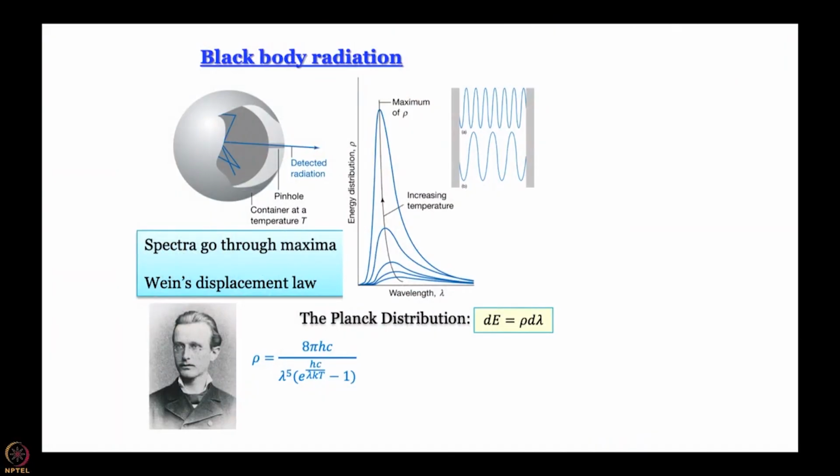So, Max Planck came up with this distribution where rho is equal to 8 pi hc divided by lambda to the power 5, multiplied by e to the power hc by lambda kT minus 1. To arrive at this distribution, he had to make an assumption. He showed that this is only going to happen when energy is quantized, E equal to n h nu, where nu is the frequency of light, h is a constant named after Planck, and n is a positive whole number: 0, 1, 2.